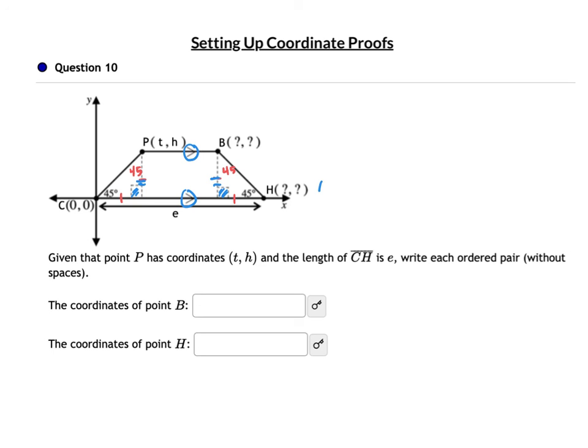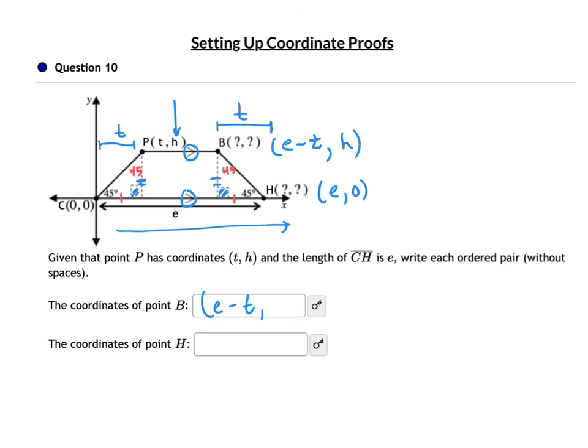We can see that point H has an x of E and a y of 0. Point B, the trick is to realize this distance is t, and that means that this distance here is also t, because those two triangles are the same triangle. They're flipped around though. That means point B is this distance, E, minus the t, because we have to go back to point B, minus that distance of t. And the distance up to B is sitting right there. It's the h. So the coordinates of point B are E minus t, comma, h. And the coordinates of point H are E, comma, 0.